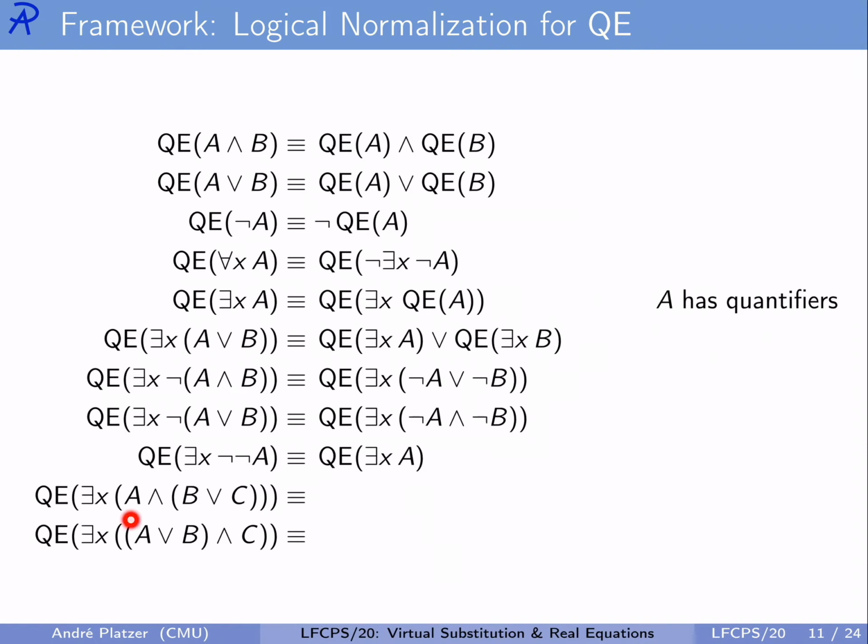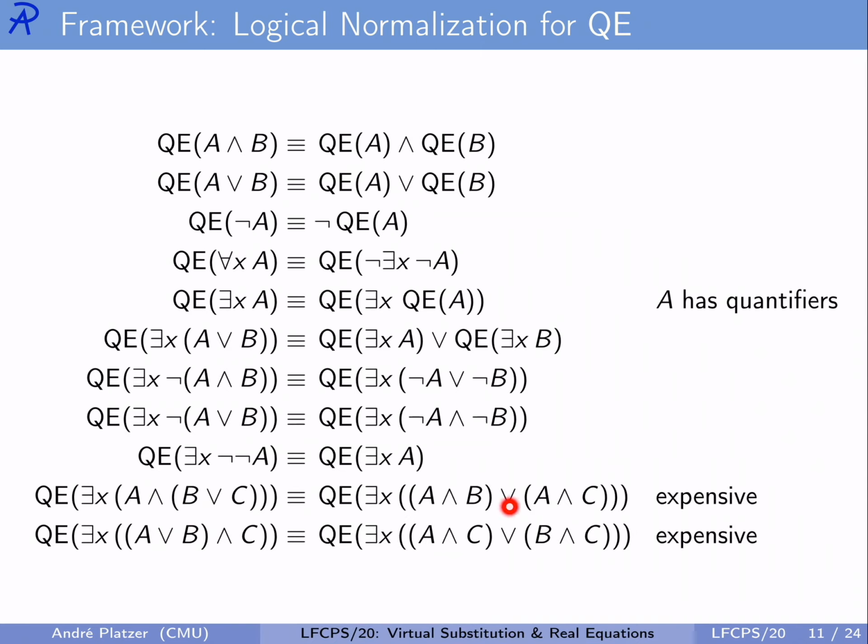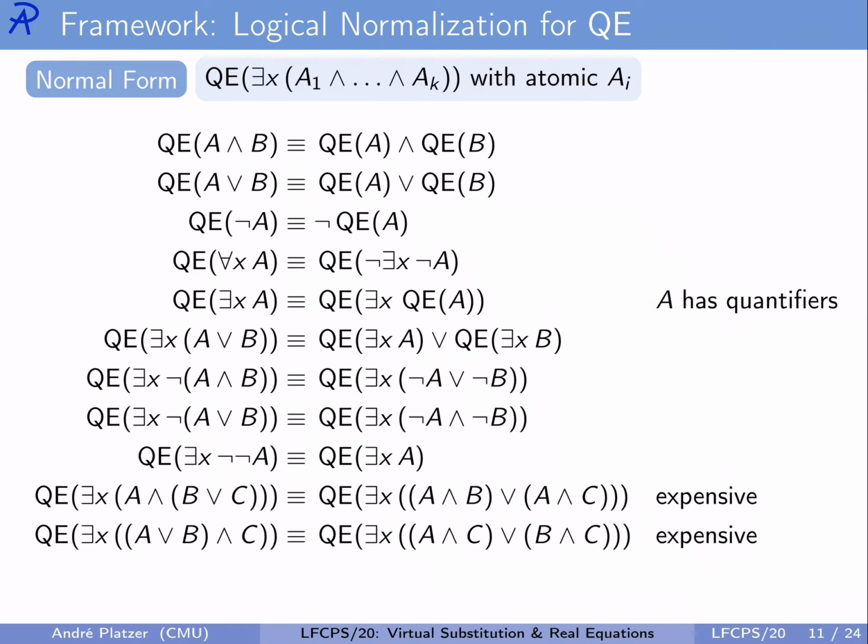Also, we can use distributivity. If we find A and (B or C), we can expose the disjunction by copying the formula A a bunch of times. Likewise, we can distribute in the other way. The point is that after these transformations, we can always, although at a bit of a cost, look at a normal form where we say, if only we succeed in performing quantifier elimination for existential quantifiers in front of pure conjunctions of atomic formulas, then we're done, because the rest of the transformations can handle the other logical operators.